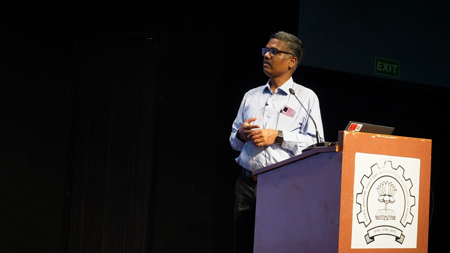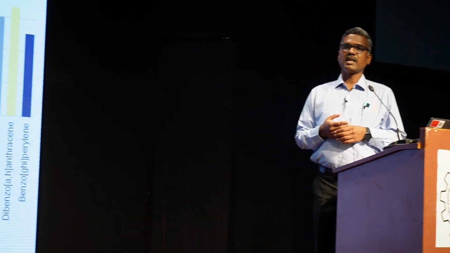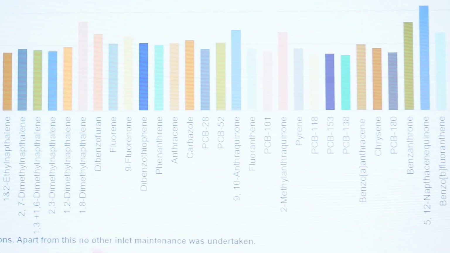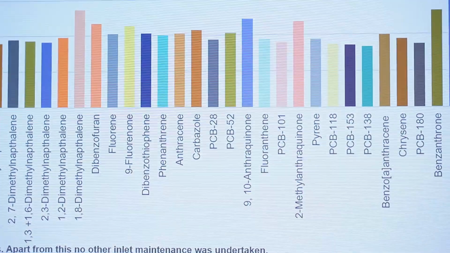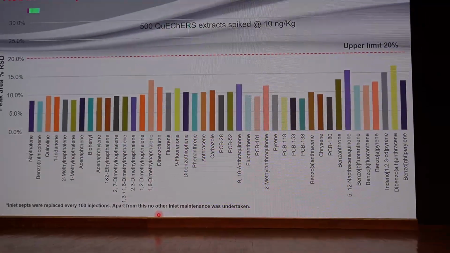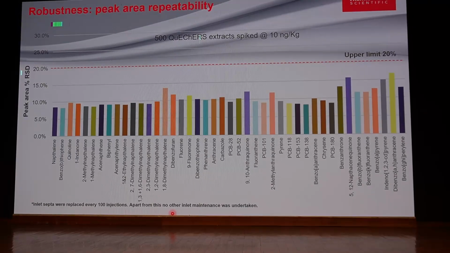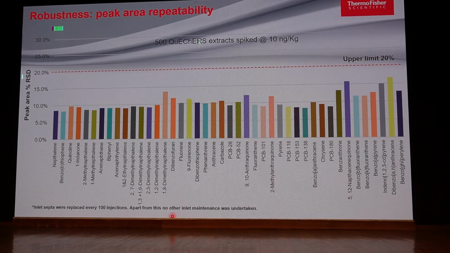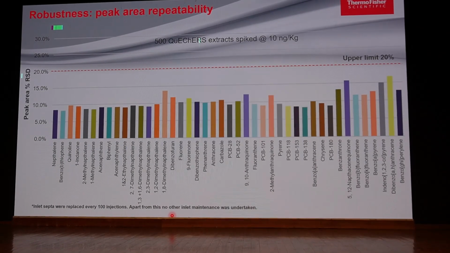So here it has been given as a peak area percent RSD when you are doing the analysis of 10, 20, 500 samples in that same system, how the data looks like. So this is the variation you observe, and for all the compounds you can see that almost close to 10 or below 10% area variation is observed for almost 10 ppb level concentration, and it is a very low level concentration.